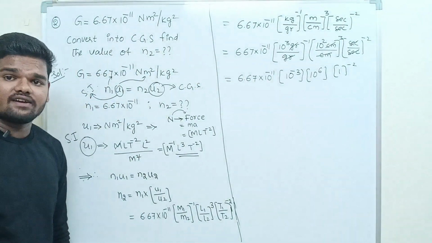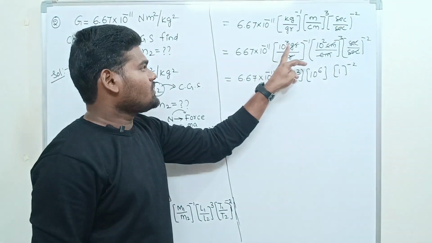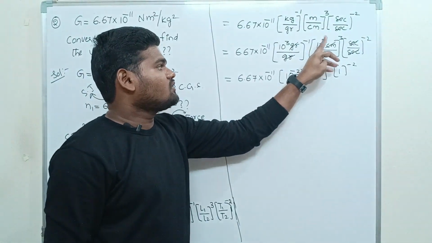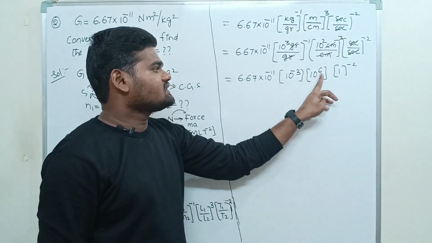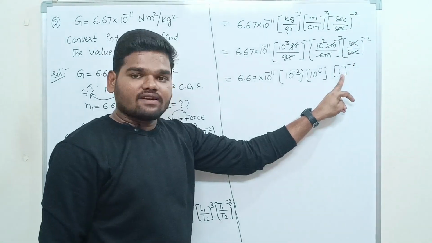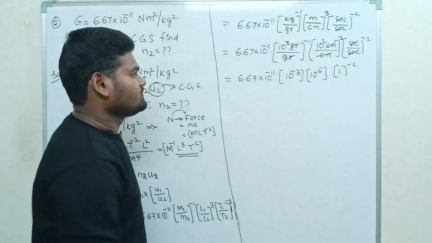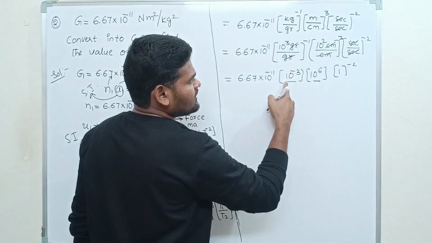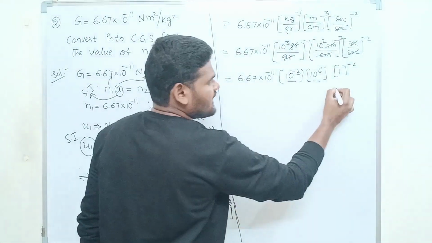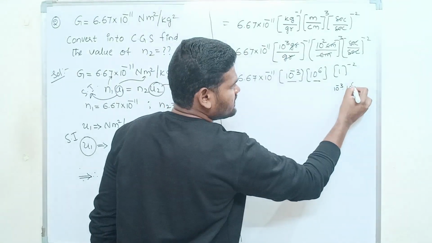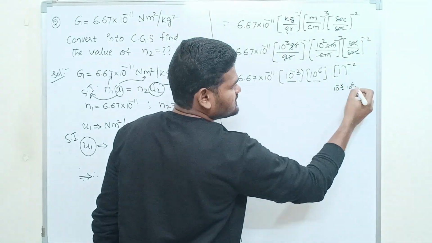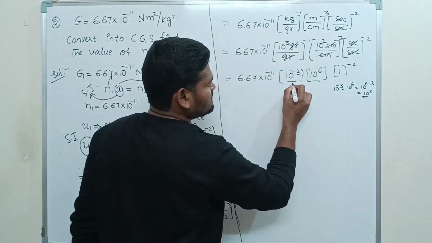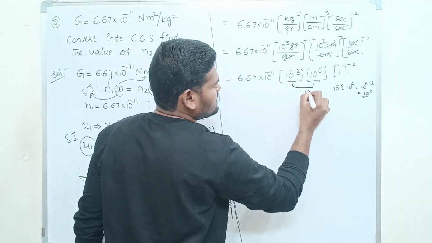Are you getting or not? See, 10 to the power of 3 whole power minus 1 is 10 to the power of minus 3, 10 to the power of 2 whole power 3 is 10 to the power of 6. Second cancels out, we get 1 power minus 2. See, 10 to the power of 6, 10 to the power of minus 3. Bases same, powers will be added. 10 to the power of 6 minus 3, 10 to the power of 3. So now this overall value becomes 10 to the power of 3.